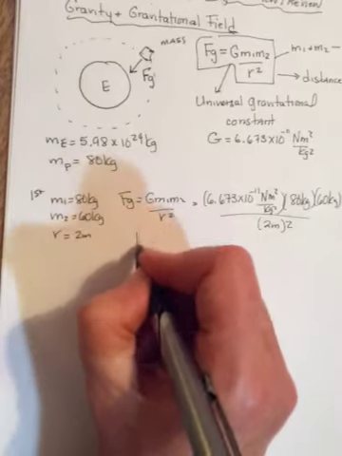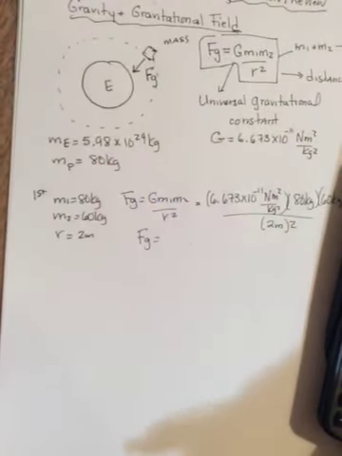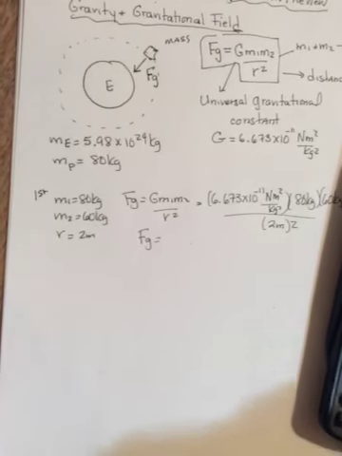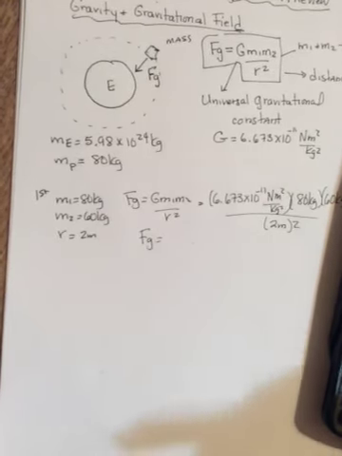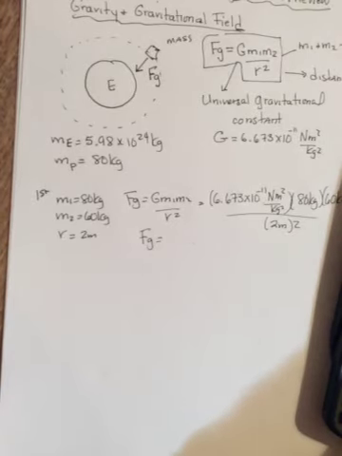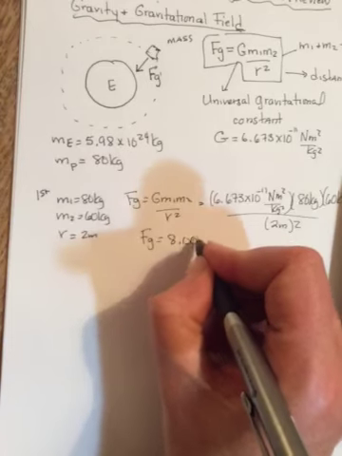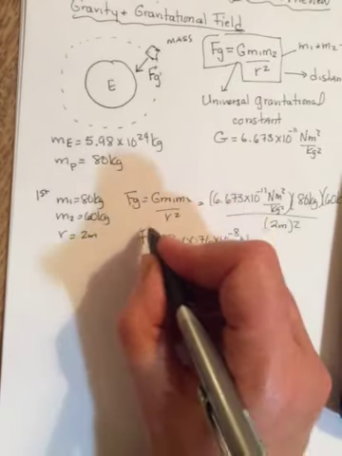So just take a second and punch this in your calculator. 6.673 times 10 to the negative 11 times 80 times 60 divided by 4. And when you do that, you get 8.0076 times 10 to the negative 8 newtons.